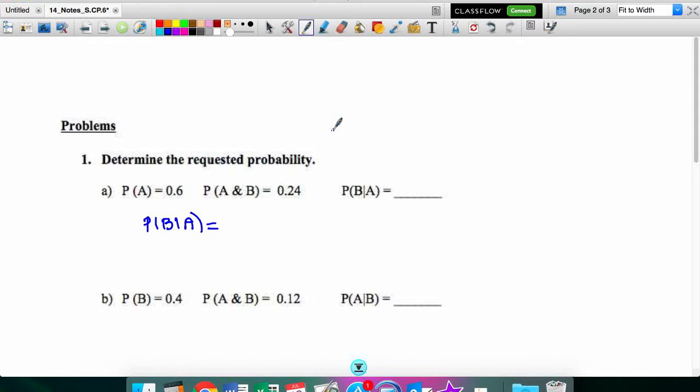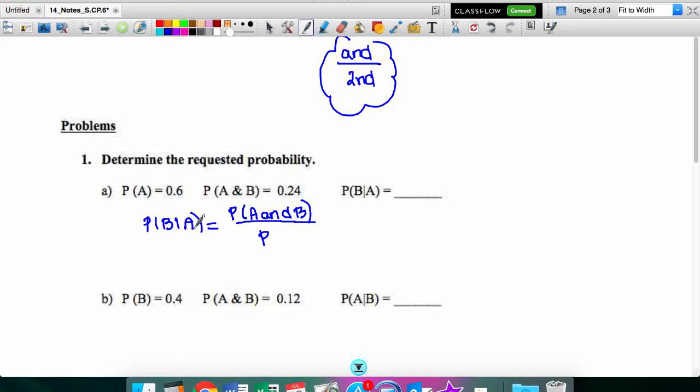As I had mentioned, when I calculate a conditional probability, I think about the AND over the given, or the AND over the second letter. So, the probability of B given A will be equal to the probability of A and B, the AND, divided by the probability of the second letter, or the given information. In this case, that's going to be A.